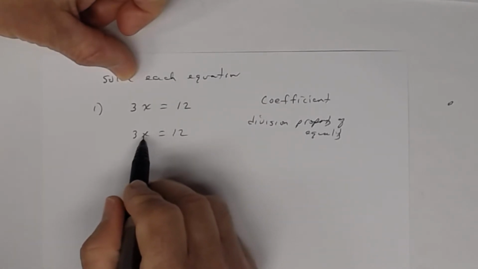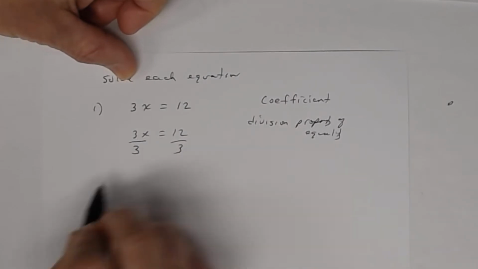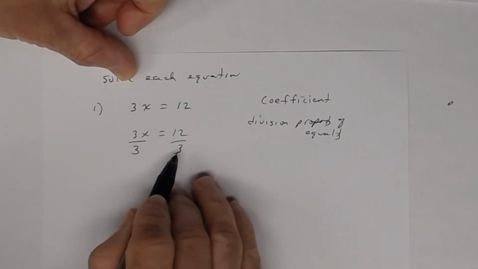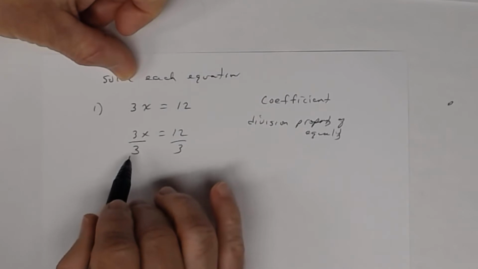So if I want to get x by itself, right now I'm multiplying by 3. The opposite is divide by 3. All right, just like this. All right, only by the coefficient. Don't put an x down here. Only the coefficient. And then let's reduce.